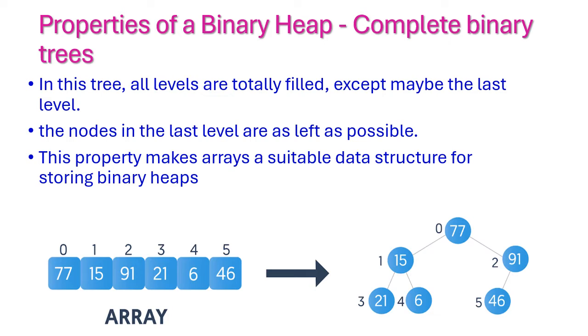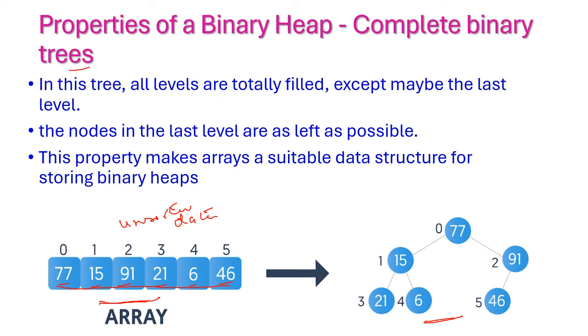The first property is constructing the complete binary tree with the given data. Okay, so this is the first property. So here the tree to be constructed with the given data item. So in this array we have unsorted data item: 77, 15, 91, 21, 6 and 46. So with this given data we have to construct the complete binary tree.